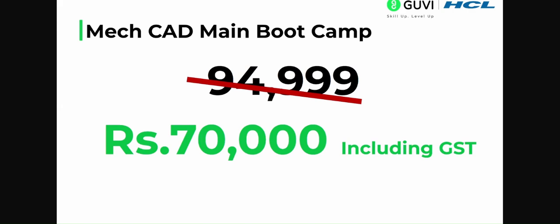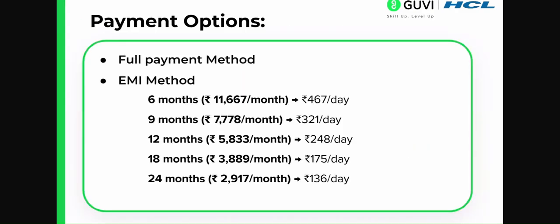EMI options can be given, guys. Those who are asking about partial payment or installment options, EMI options can be given starting from 3 months, 6 months, 9 months, 12 months, 18 months till 24 months.